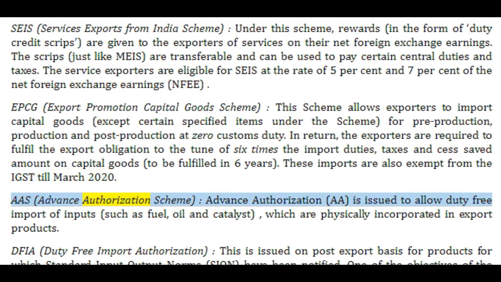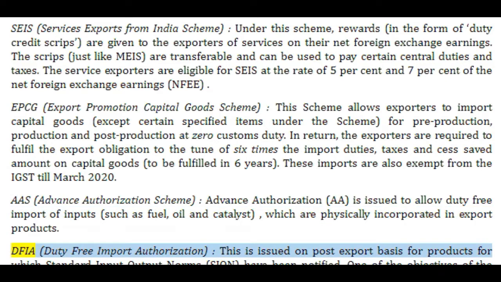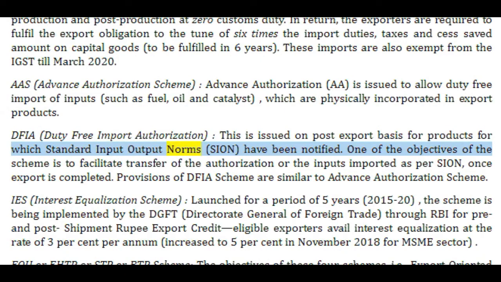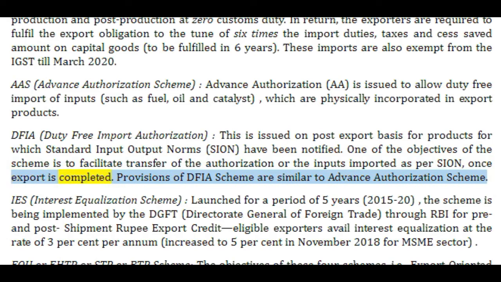AAS, Advance Authorization Scheme. Advance Authorization is issued to allow duty-free import of inputs, such as fuel, oil and catalyst, which are physically incorporated in export products. DFIA, Duty-Free Import Authorization. This is issued on post-export basis for products for which standard input-output norms, SION, have been notified. One of the objectives of the scheme is to facilitate transfer of the authorization or the inputs imported as per SION once export is completed. Provisions of the DFIA scheme are similar to the Advance Authorization Scheme.